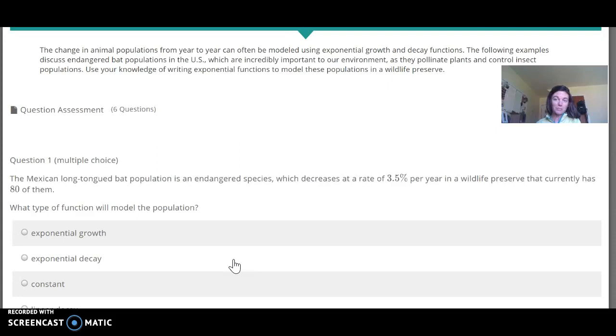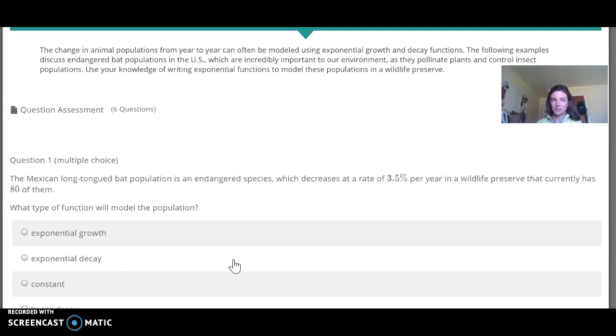You didn't have any project questions for Lesson 16, and you won't have any for Lesson 18. So we've only got Lesson 17, 19, and 20 for this unit. For Lesson 17, we have 6 questions, and we're dealing with exponential growth and exponential decay.